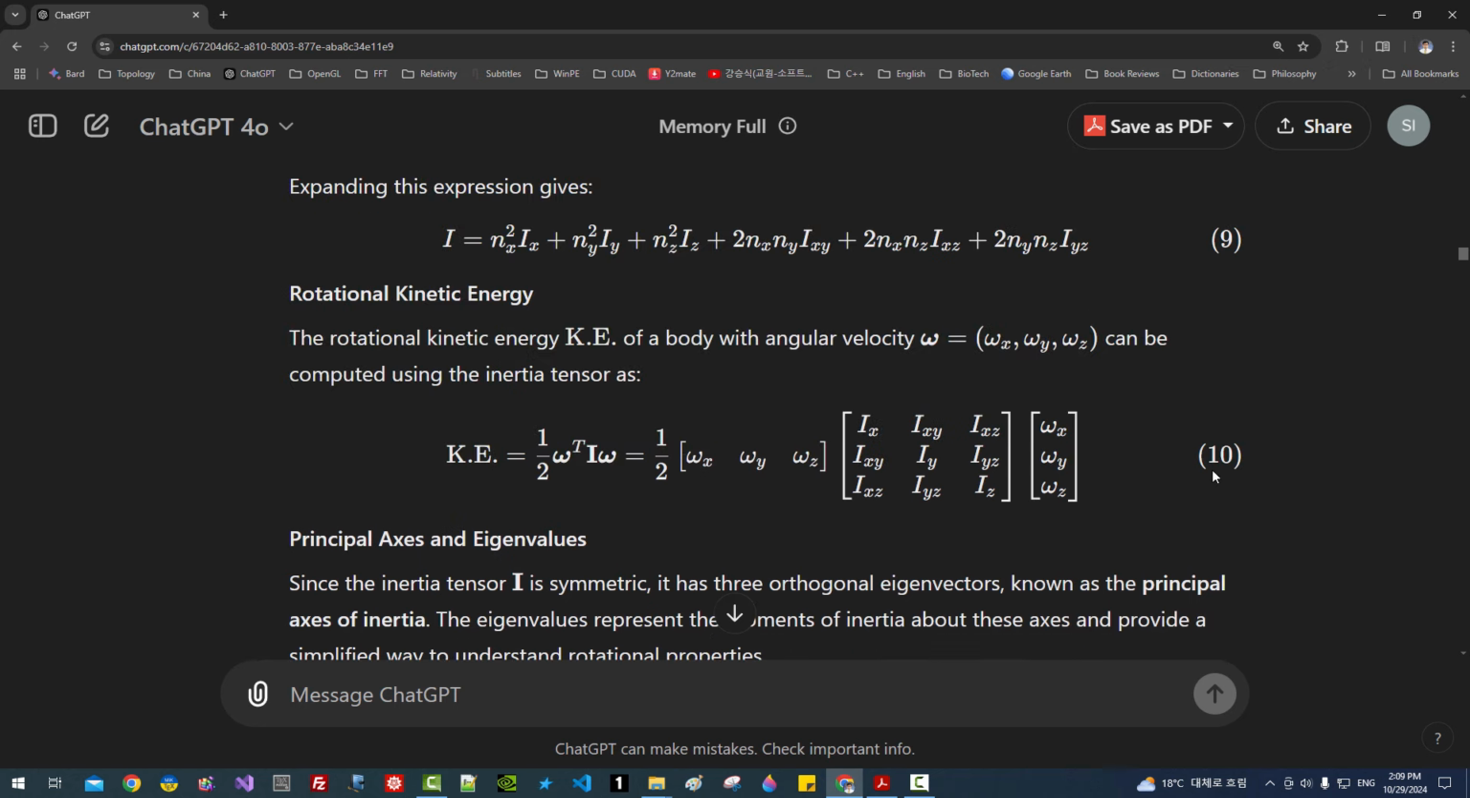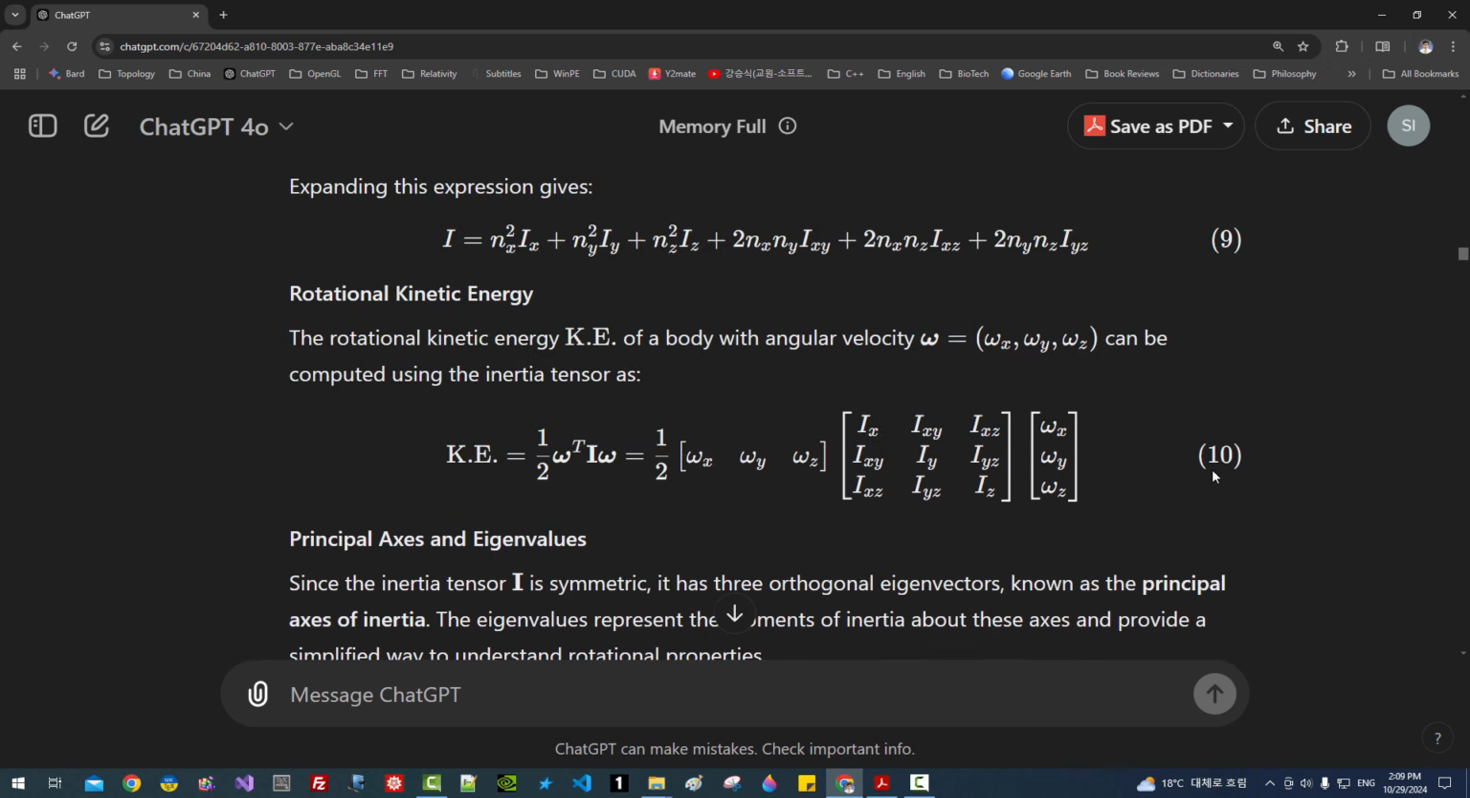Definition: the moment of inertia about a given axis, say the x-axis, measures how the mass of the body is distributed relative to that axis and is a scalar quantity. Mathematically, they are calculated as Ix equals the integral of (y² + z²) dm, Iy equals the integral of (x² + z²) dm, Iz equals the integral of (x² + y²) dm. These integrals account for the mass distribution perpendicular to each principal axis, so each moment of inertia quantifies how resistant the body is to rotation around that specific axis.